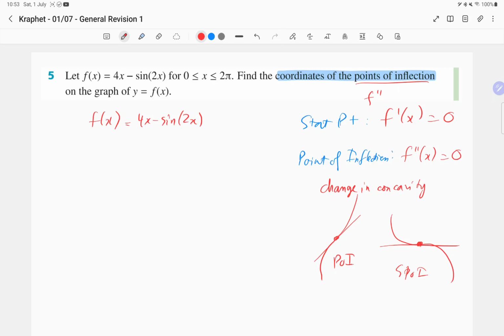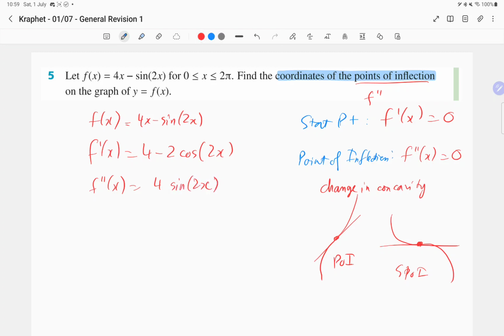So, coordinates of the points of inflection. All right, moving on. We'll differentiate first. So that would be 4, and then sine becomes cos, so minus 2 cos. The 2 comes from differentiating 2x, for anyone who's wondering. And then f double dash of x would be 4 minus 0, and cos becomes negative sine, so that will be 4 sine of 2x.